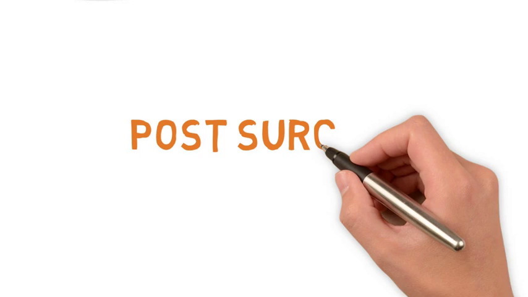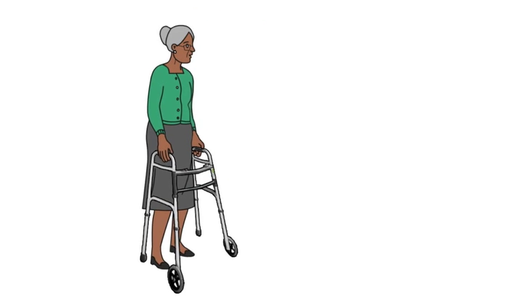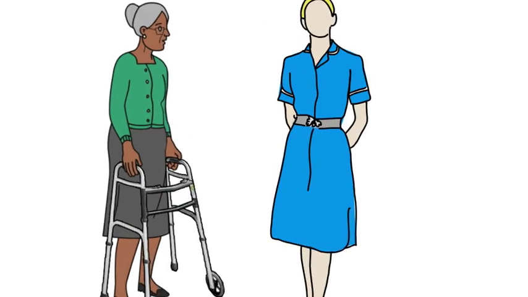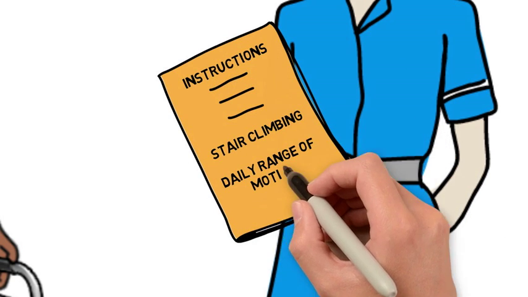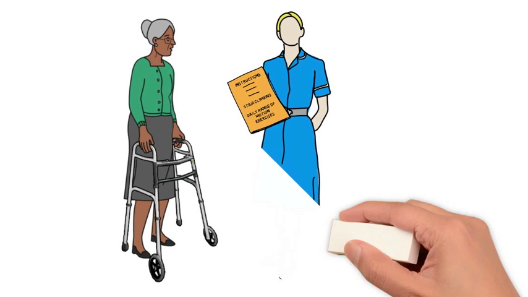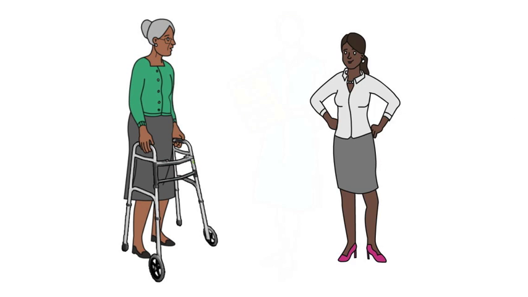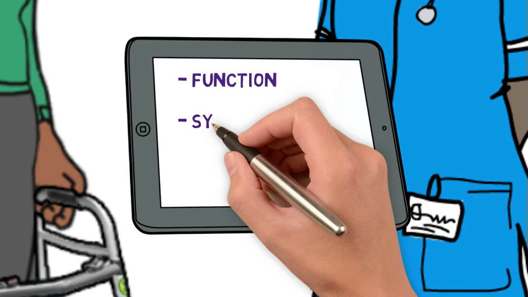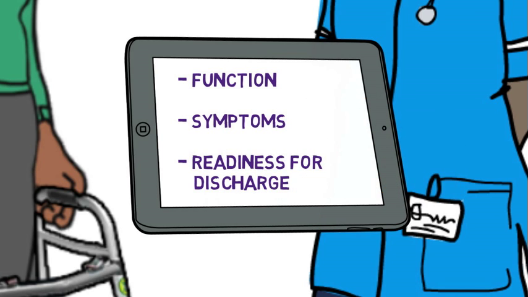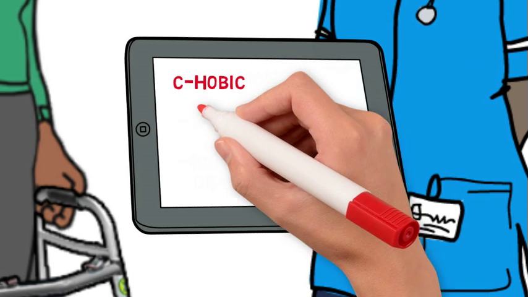She has her surgery and is now being prepared for discharge. The physiotherapist has provided her with instructions for stair climbing and daily range of motion exercises. With her daughter present, we again review her function, her symptoms, and her readiness for discharge. I am able to easily compare these findings with those I had documented at the time of her admission.